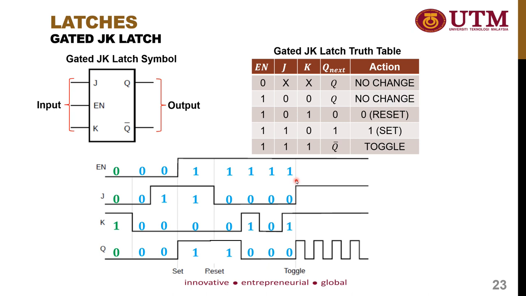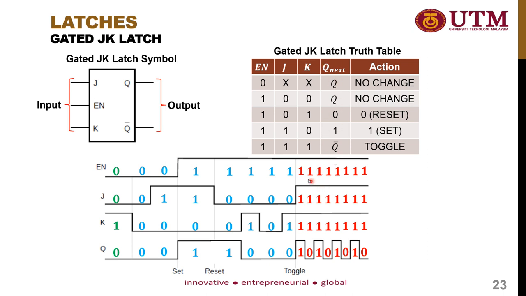Okay, next, enable is equal to 1, J is equal to 0 and K is equal to 1. So it means that it is in the reset mode. So the reset mode makes Q become 0. So this is the last part of the segment of the gated JK latch waveform.